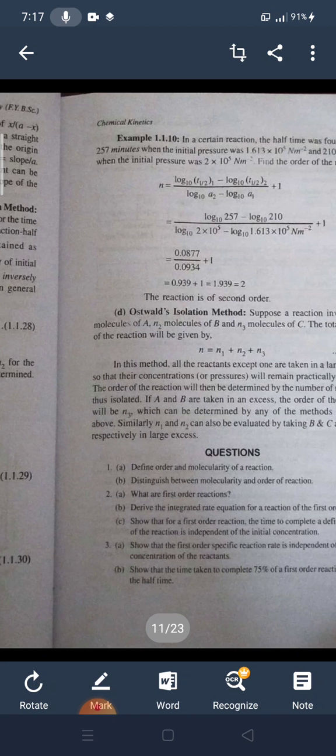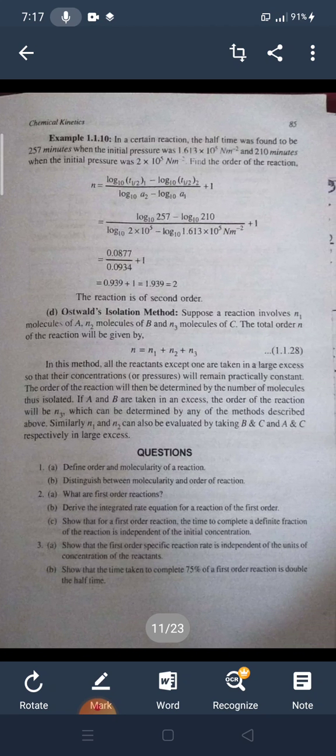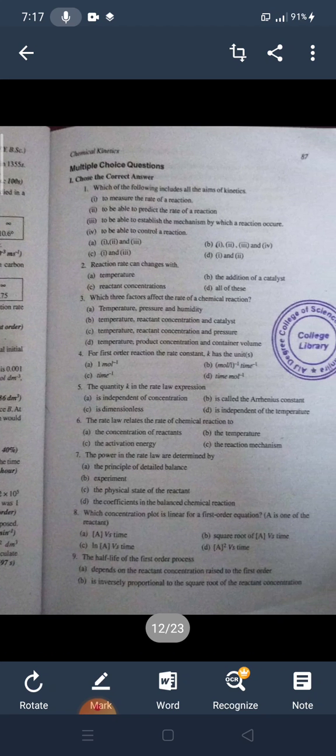Here are the numericals solved on these methods. And last, we have seen the Ostwald isolation method. Here we can calculate the order of reaction, having the reaction consisting of n1 molecules of A, n2 molecules of B and n3 molecules of C. The total order of the reaction will be n is equal to n1 plus n2 plus n3. Okay. Then we have to see the numericals, particularly MCQs based on this particular topic.